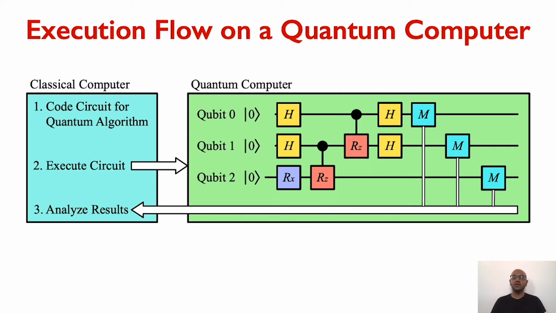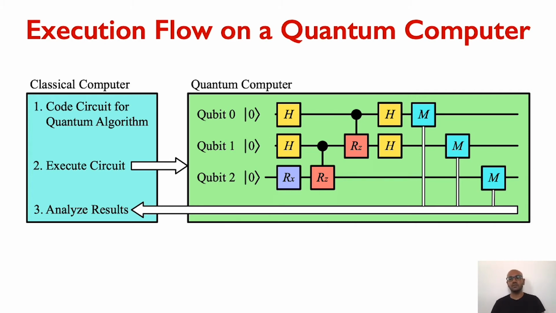And then it has the controlled RZ gate, where qubit 0 serves as the control qubit, and qubit 1 serves as the target qubit. So if the qubit 0 state is 1, then the RZ gate is applied to qubit 1. And then we see that again a Hadamard gate is applied, and lastly the qubit state is measured, which is shown using the M gate. And once all of these states are measured, the results are sent over to the classical computer for analysis.